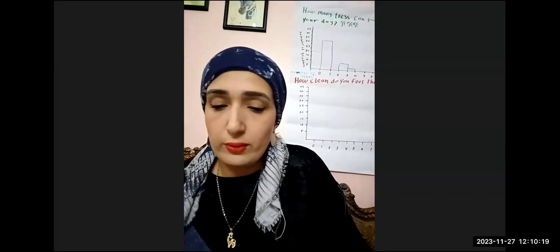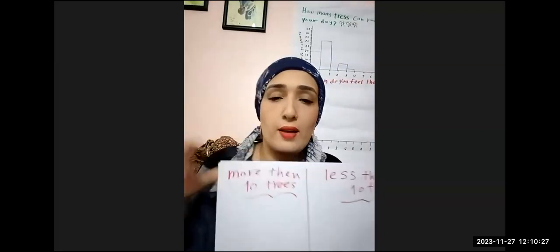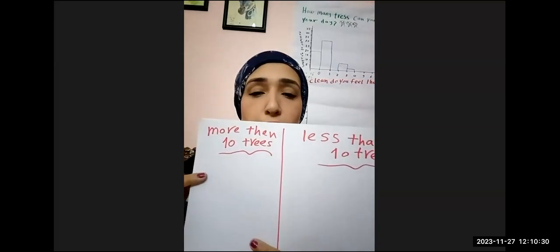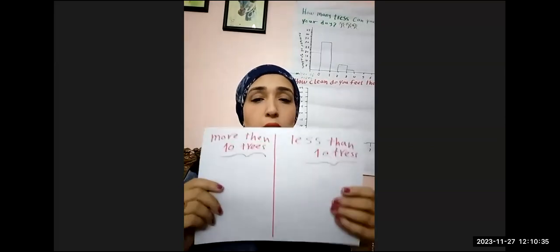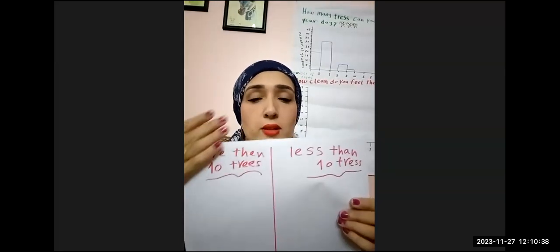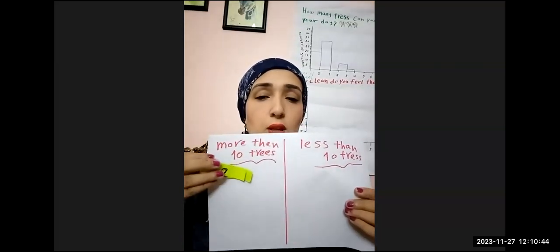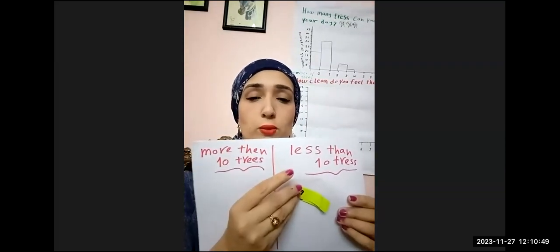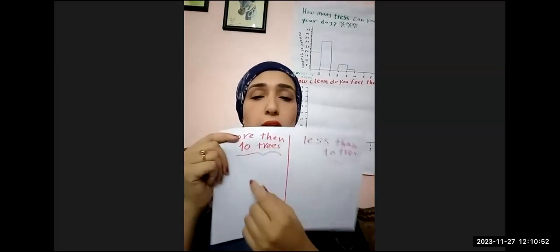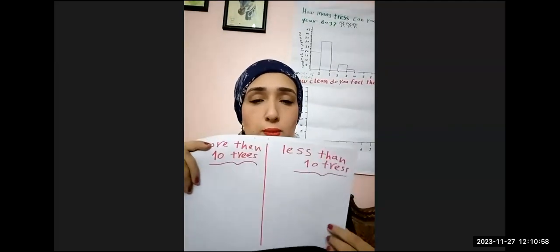Another way, an easier one of collecting data is making 2 columns. For the first question, I have 2 columns. One, more than 10 trees, less than 10 trees. I will give them sticky notes. If they see more than 10 trees a day, they will stick a sticky note in here. If they see less than 10 trees a day, they will stick sticky notes in here. Maybe they put dots. We can draw dots on the columns.